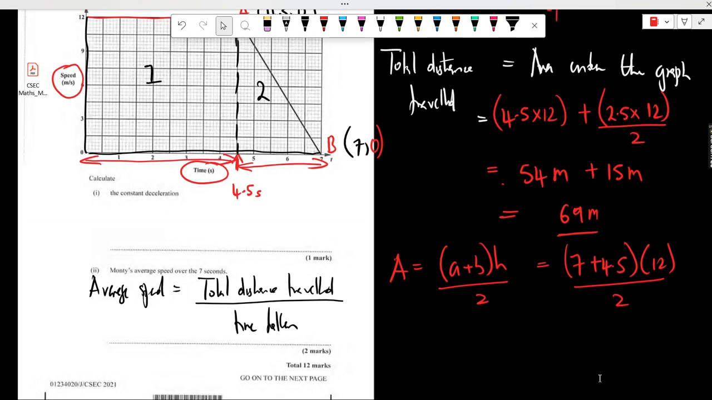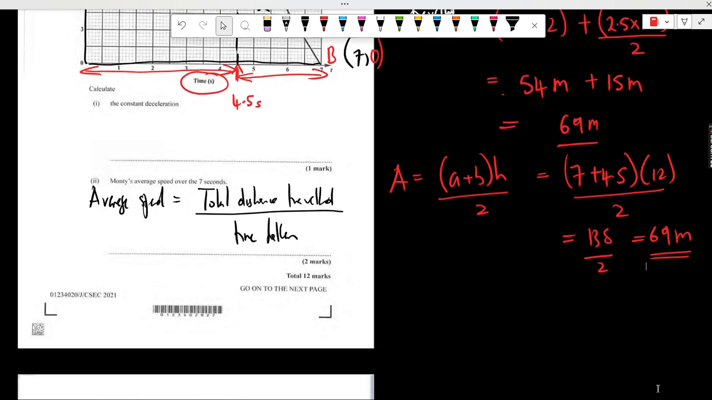Is that correct? Yes, sir. All right, so 11.5 times 12, what does that give us? 132 plus 6, 138. Yes, so this gives us 138 divided by 2, which of course gives us the same 69 meters, right? So this is using the trapezium formula, and we get the same answer. All right? So that is the total distance traveled.